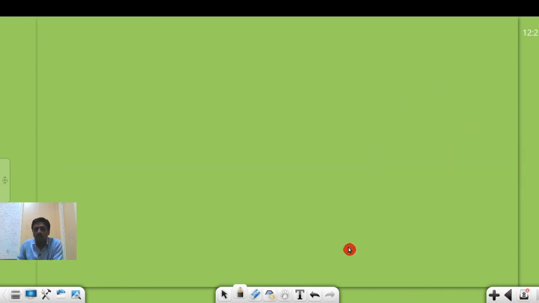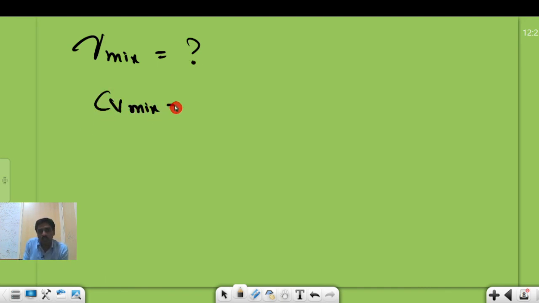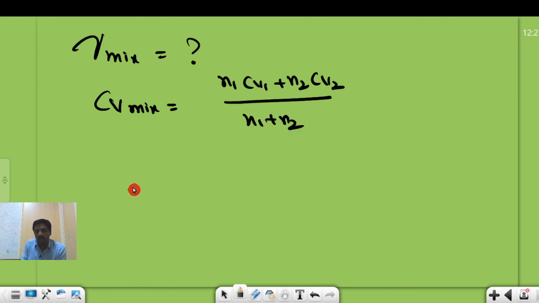Now let me go to another one. Our goal is to find the gamma mix value. We take the first relation where Cv mix is equal to (n1 Cv1 plus n2 Cv2) divided by (n1 plus n2). We have the formula for gamma in terms of Cv, so Cv in terms of gamma: Cv is equal to R divided by (gamma minus 1).